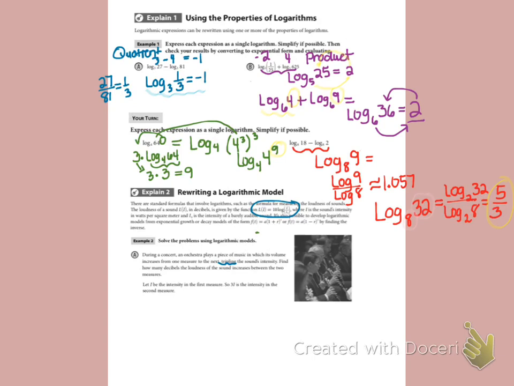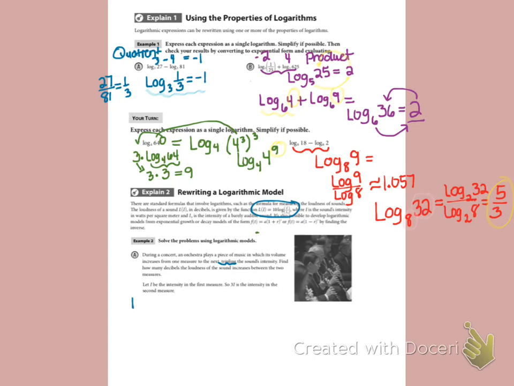Now the problem here is we're not actually given the intensity of the sound of either one of these measures. So we just know that the second one is 3 times as loud as the first one. And so we want to know the difference between them. So it says let I be the intensity in the first measure, so 3I is the intensity in the second measure. So plugging those things into our formula would look like this.